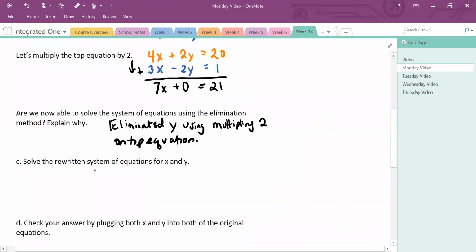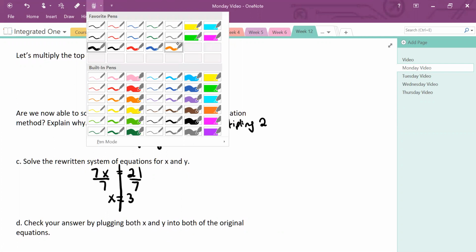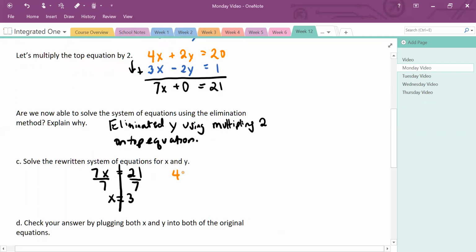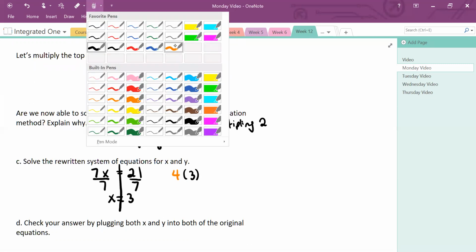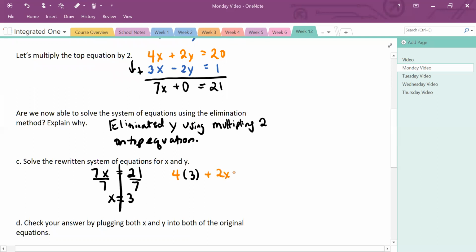Now I have 7x plus 0, which we don't need to write down, is equal to 21. I'm just going to solve for x like normal. Divide both sides by 7, and x is equal to 3. Now I'm going to take that 3 and put it into one of these equations. It shouldn't matter which equation, so I'm going to use my new equation, 4 times 3, because that's what x equals, plus 2y is equal to 20.